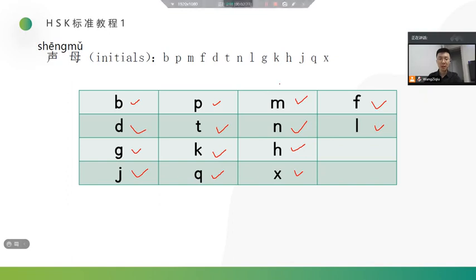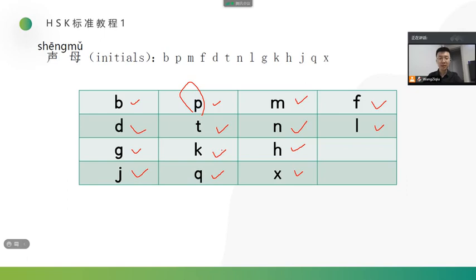波, 坡. 波 and 坡 are different because when we read 坡 there will be more airflow in your mouth. You can have a try. You can put your hand in front of your mouth. When we read 波, you can hardly feel the airflow. But when we read 坡, you can feel a strong airflow from your mouth.